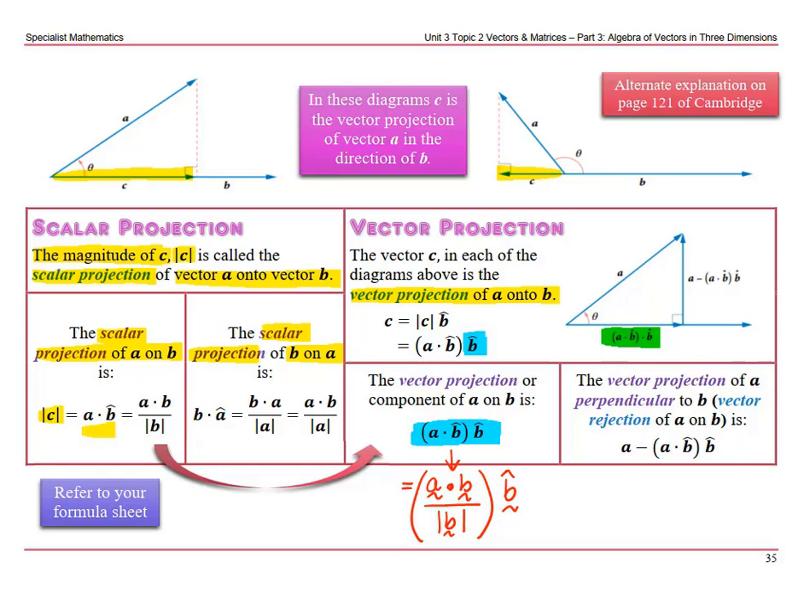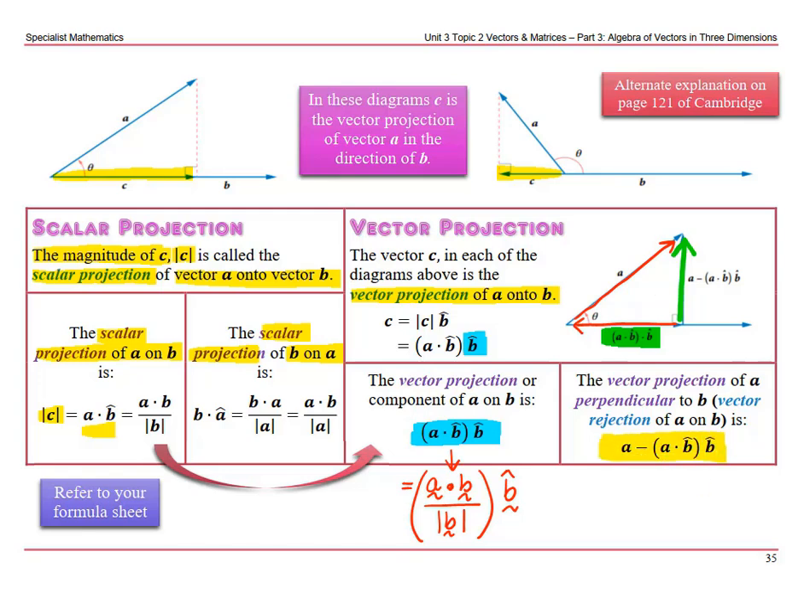We can also look at the vector projection of A perpendicular to B. So that's this vector here. Now that's also called the vector rejection of A on B. The key for finding that is A minus the vector projection. So that is your formula there.